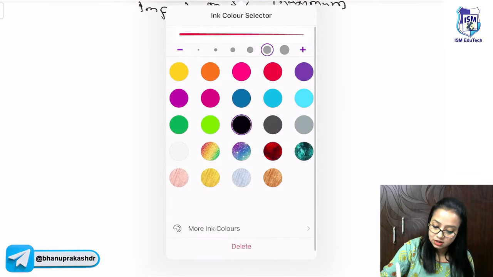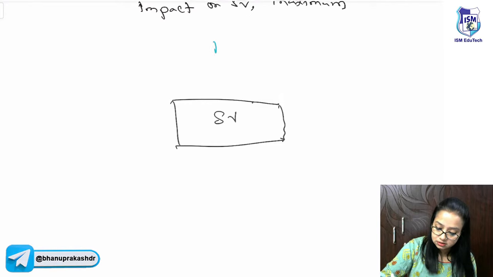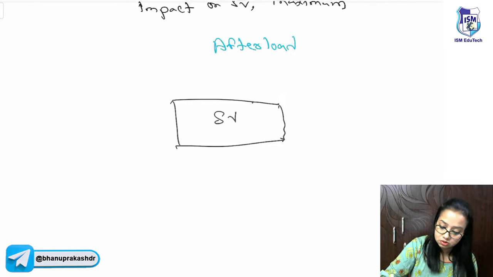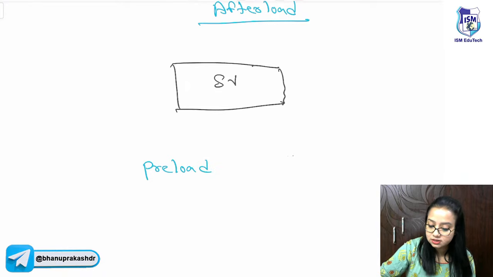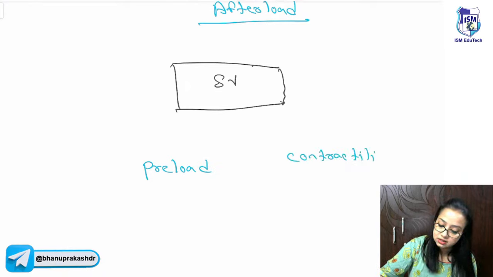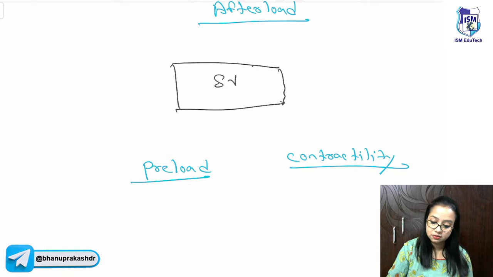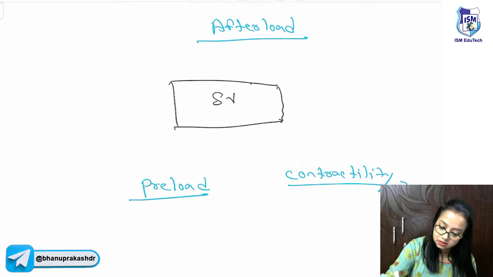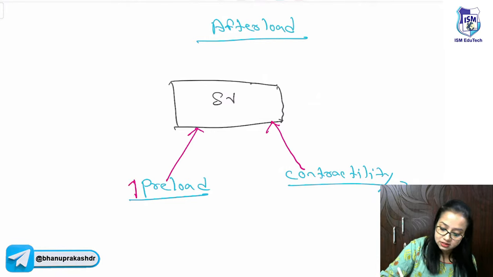If we try to draw it, this is our stroke volume in the middle. This is afterload. This is preload, and say this is contractility. So these are the three factors that are affecting and determining the stroke volume, right? So preload, what we have seen, is always the preload increase or decrease. Say for example, in a situation there has been more venous return, say there is increase in the preload.